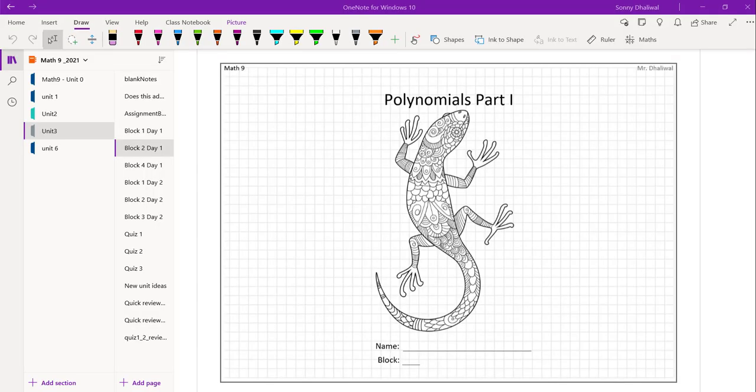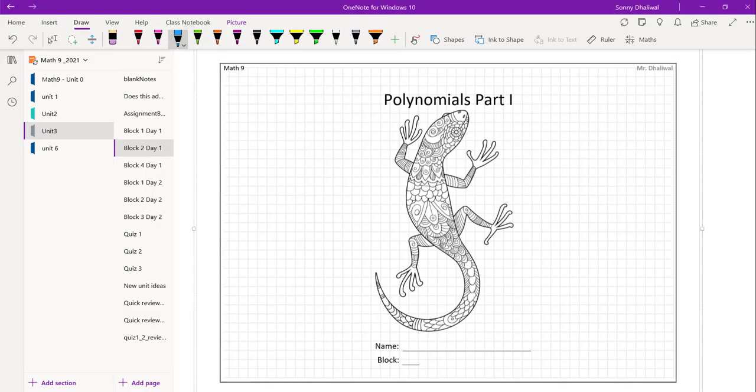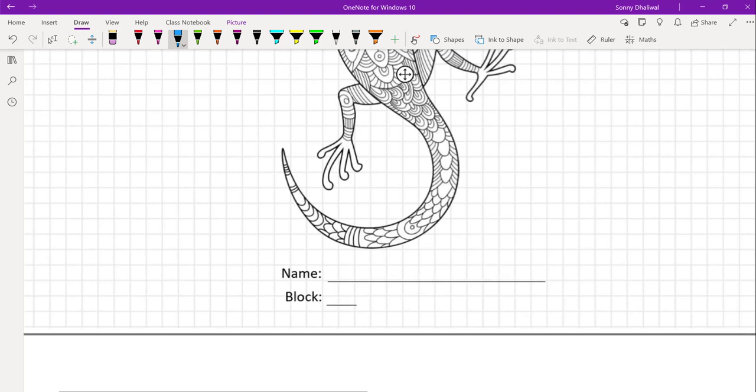So first off, make sure you write your name on it in case you lose it. All right? And we are in block 2 of day 1.